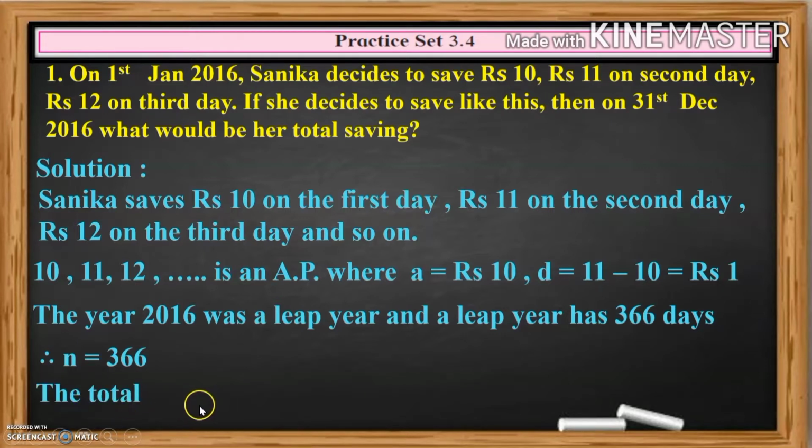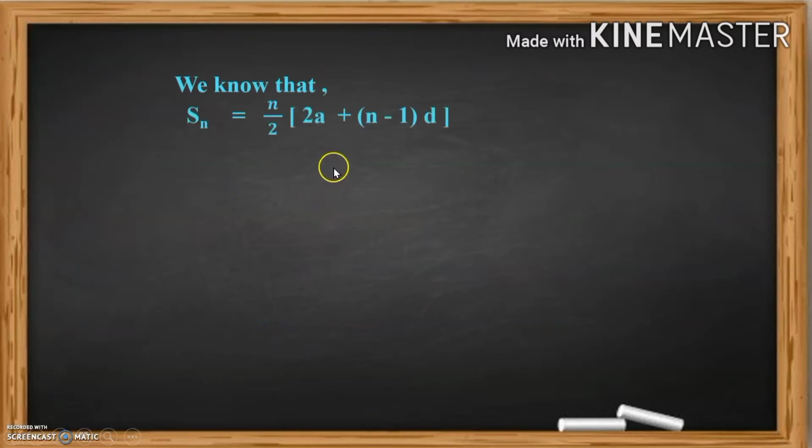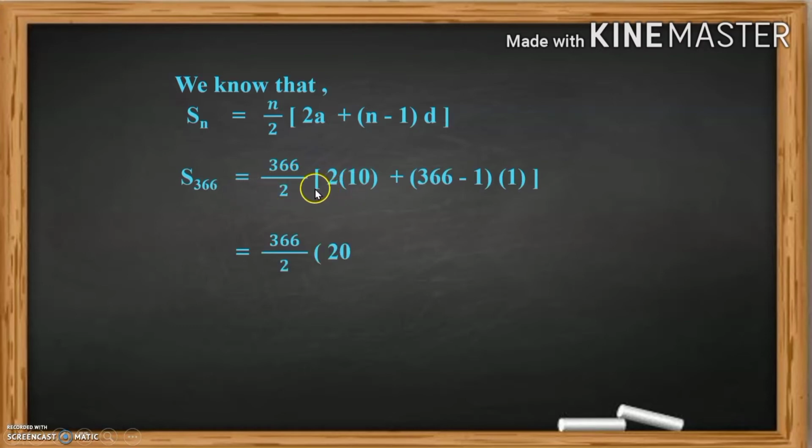That means we have to find S366. If we add every day's savings, we will get the total amount, that is S366. Now how to find this? We know the formula, that is Sn is equal to n upon 2 into 2a plus n minus 1 d. In this we substitute the values of a and d. Now this 2 and this 366 will get cancelled, we'll get 183. On simplifying this, we will get 183 into 385. Addition of this is 385, and on solving this we'll get 70455.